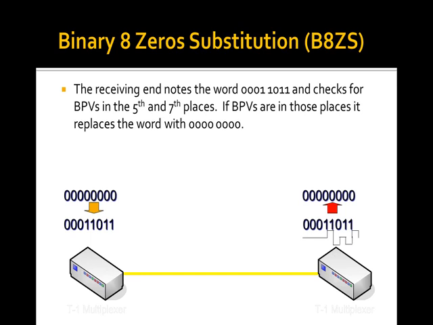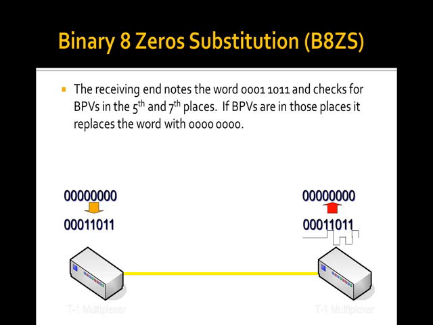When I transmit it, I code this word and I force a bipolar violation in the 5th and 7th bit place. Okay? So what I'm telling you to look for is exactly this data word. When you see it, let any other word go straight through. When you see this data word, look at the 5th and 7th bit place and see if there's a bipolar violation. And it doesn't matter if it's too negative or too positive. It must be a bipolar violation. If you see that, substitute 8 zeros and hand that to the application. I've solved my problem. Okay?